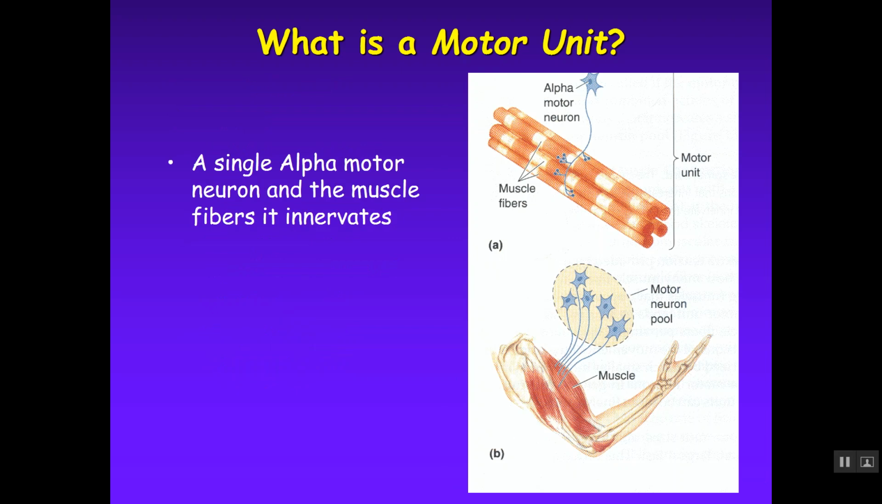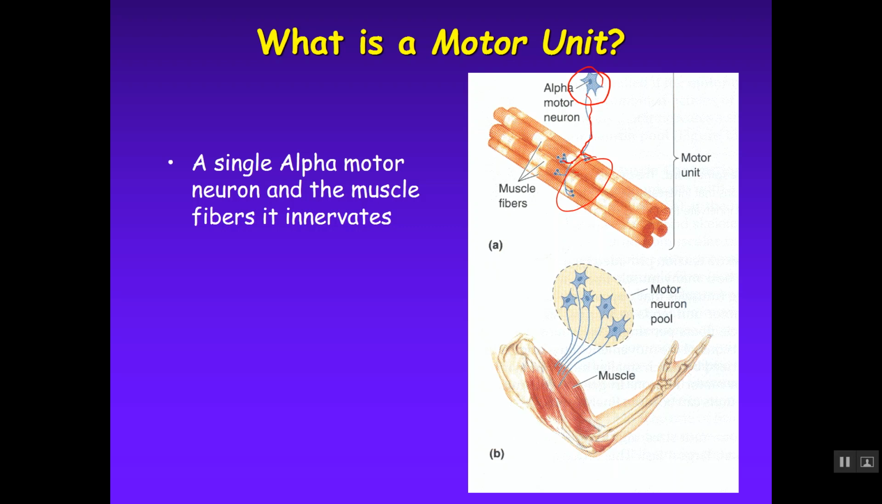We want to define some terms here. One of the terms you want to know is what a motor unit is. A motor unit is a single alpha motor neuron and all of the muscle fibers it innervates. Here is an alpha motor neuron that would be located in the anterior horn of the spinal cord, and it has an axon that comes out, and that axon divides. It may innervate just a few muscle fibers, or it may innervate a lot. It depends typically on the region of the body that you're talking about.